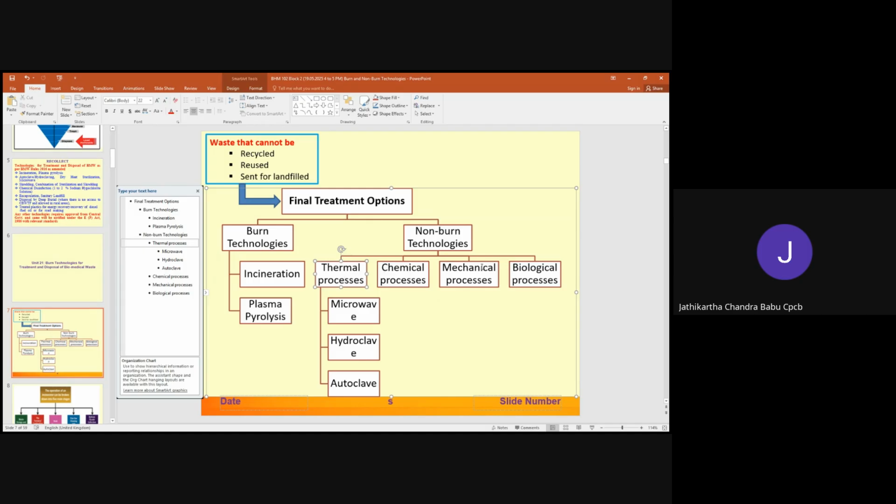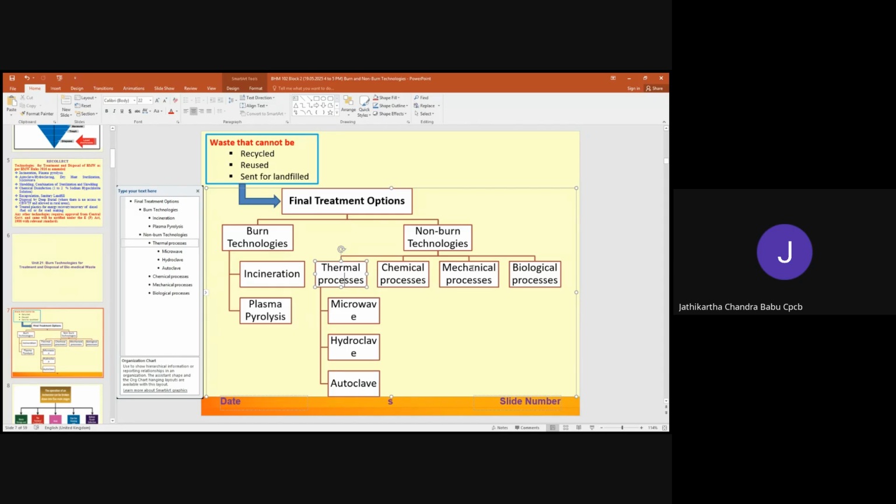Other processes are mechanical, where we use mechanical equipment for shredding, and biological processes. There are 4 types of non-burn technologies. You should always remember this. The burn technologies are incineration and plasma pyrolysis. In case of non-burn technology, there are 4 types: thermal processes, chemical processes, mechanical processes, and biological processes.